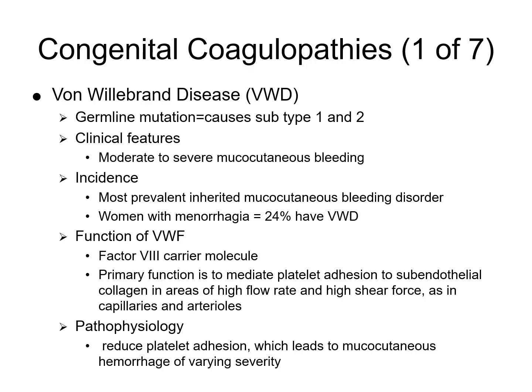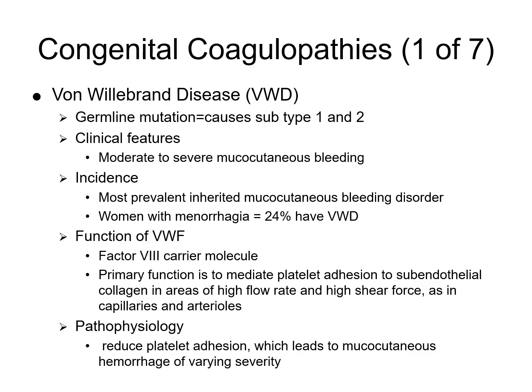And it also serves as a bridge between the collagen and platelet glycoprotein 1b receptor. This process is especially critical in areas of high shear stress, such as capillaries and the arterioles. For pathophysiology, von Willebrand's disease results in reduced platelet adhesion, leading to defective primary hemostasis. This impairment is especially evident in small vessels and high flow vascular beds.